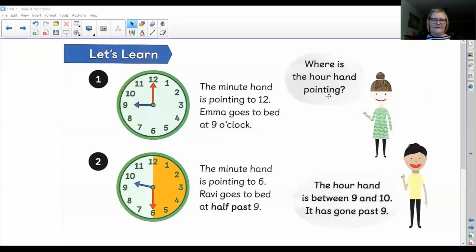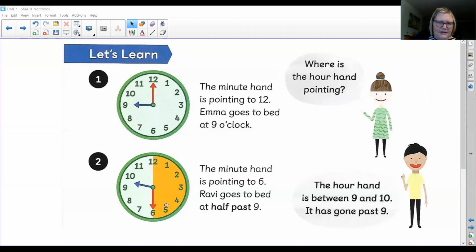We're going to go back now to our smart board. If I can find it, here we go. And we'll look at some of the times on here. Okay. So let's learn. We've already done this, but I'll read it through. The minute hand is pointing to 12. Emma goes to bed at 9 o'clock. Where is that hour hand pointing? So the hour hand is pointing to the number 9 because it's 9 o'clock.